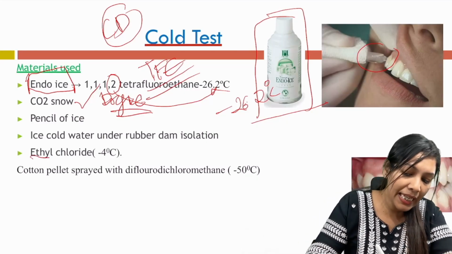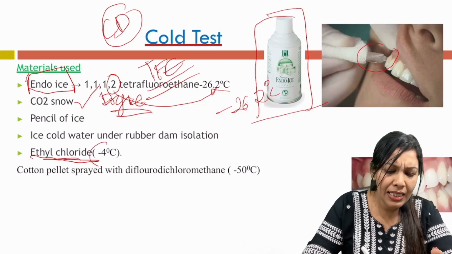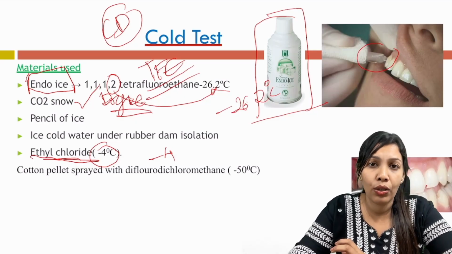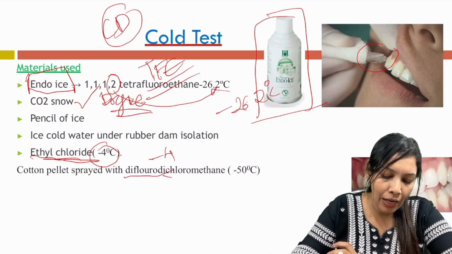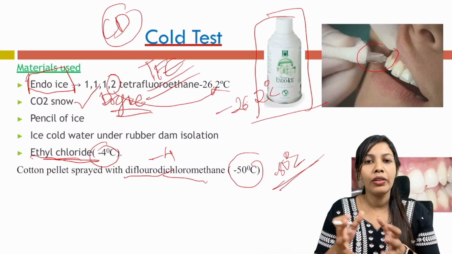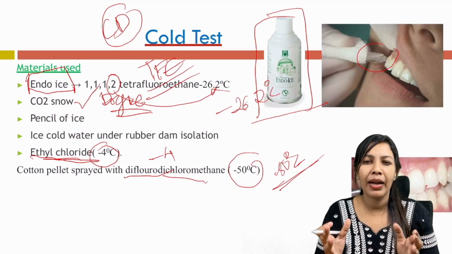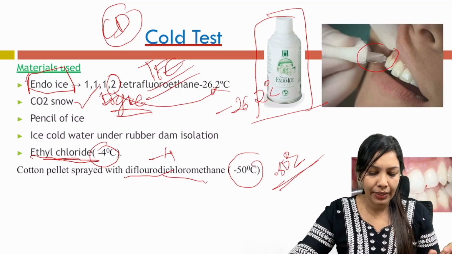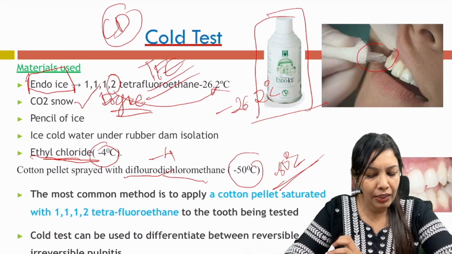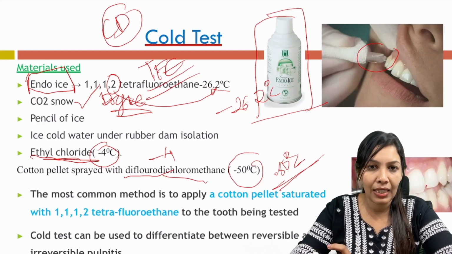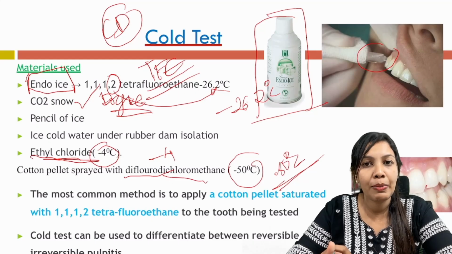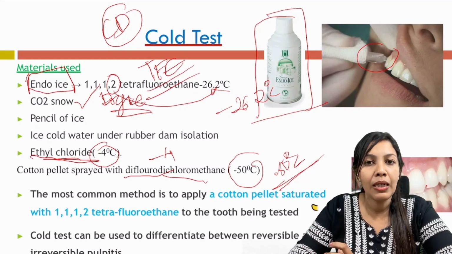Another important thing is ethyl chloride. Very important. That is just minus 4 degree. And another thing is dichlorodifluoromethane. How I memorize it: difluoro, see, half half. So it is like minus 50 degree centigrade, right? Half half, dichloro difluoro. So it is half half. So memorize it as half, minus 50 degree centigrade, right? After that, as I said earlier, the most common method which we apply as cold test is tetrafluoroethane. And cold test is actually used to differentiate between reversible and irreversible pulpitis.